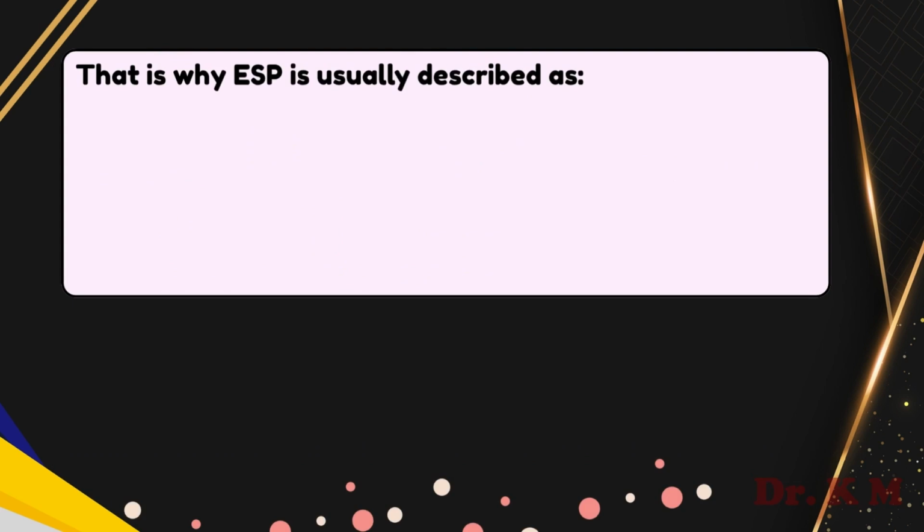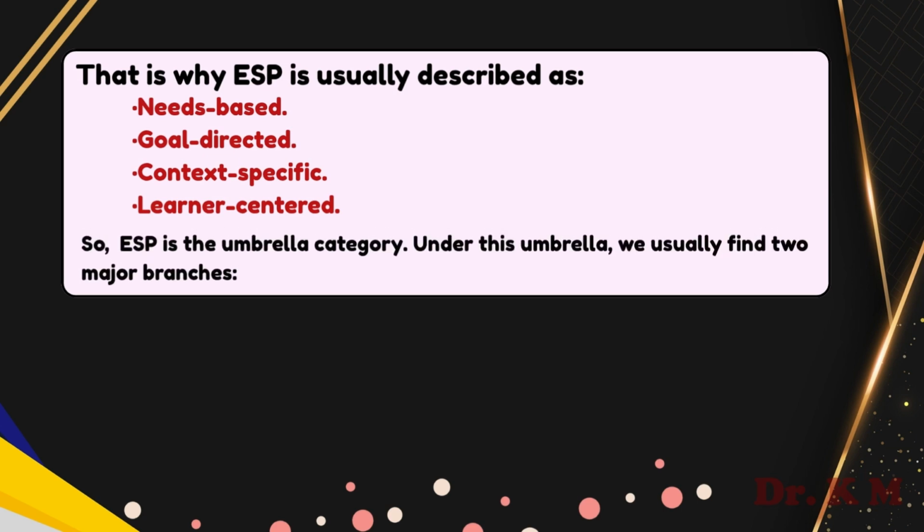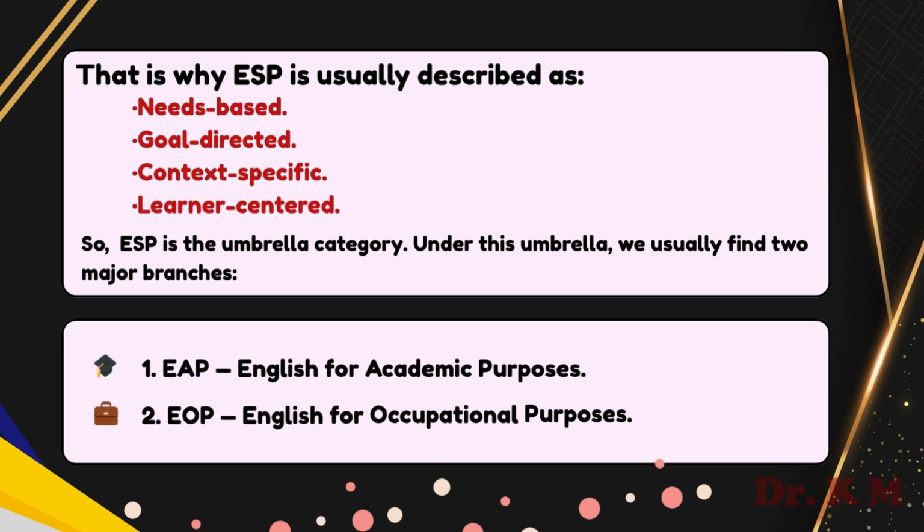That is why ESP is usually described as needs-based, goal-directed, context-specific, learner-centered. So, ESP is the umbrella category. Under this umbrella, we usually find two major branches. 1. EAP, English for Academic Purposes. 2. EOP, English for Occupational Purposes. There are also other branches and sub-branches within ESP, which we will discuss later.